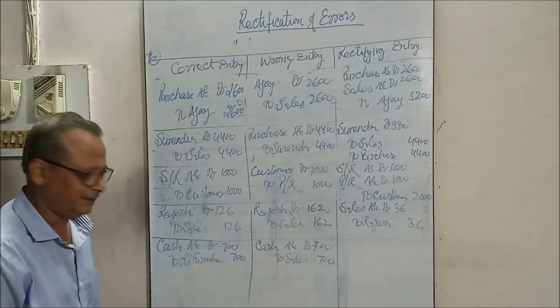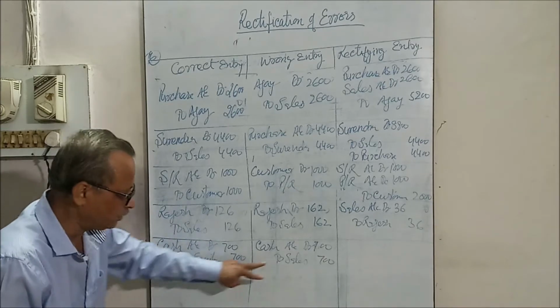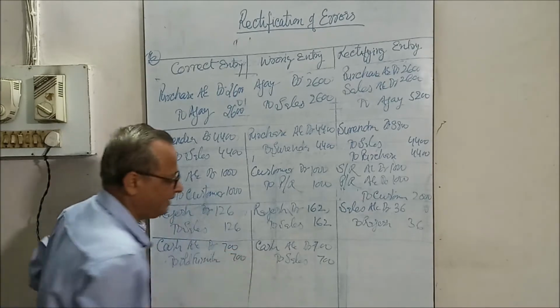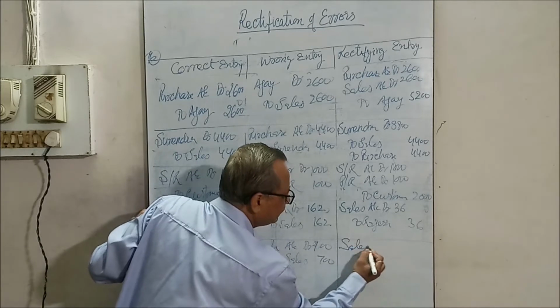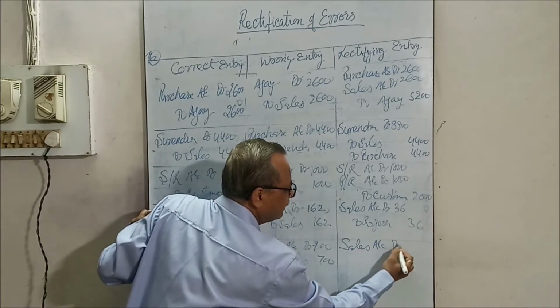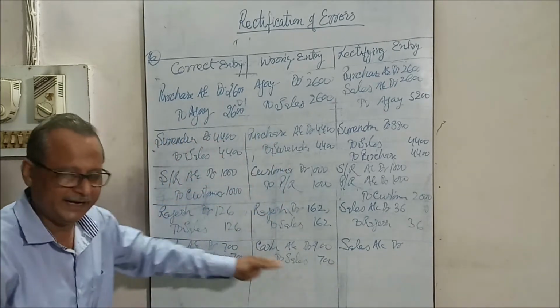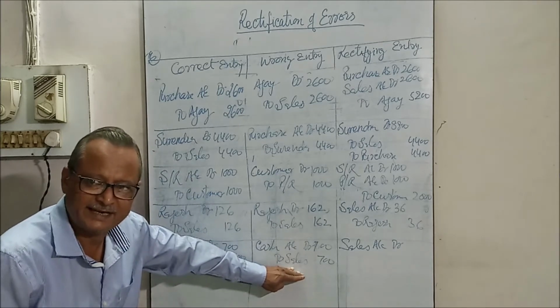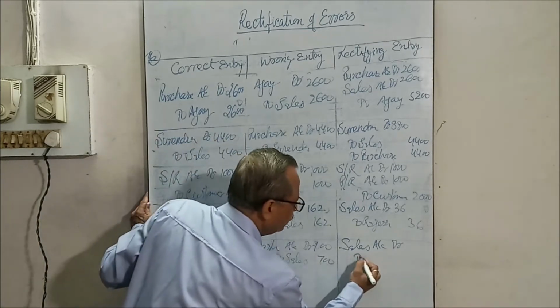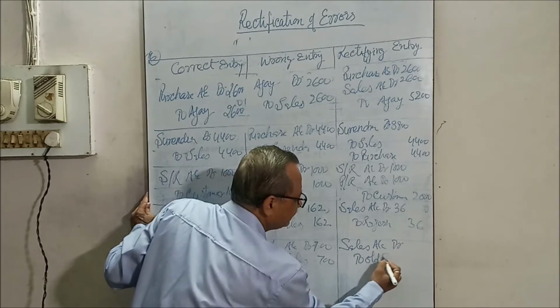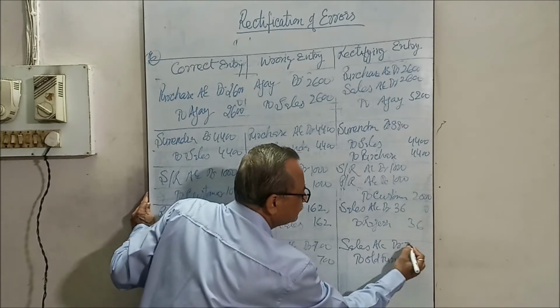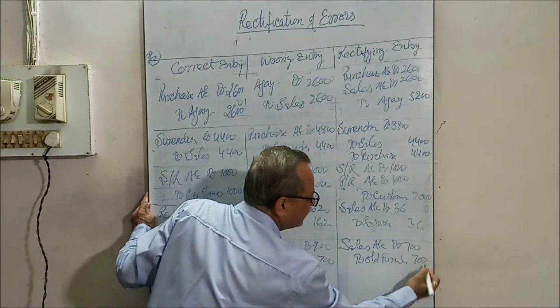So to correct it, sales should not be credited, so that should be debited. Sales account debit. By debiting it, you will nullify the effect of the sales, to old furniture. And old furniture was not credited, so credit it.